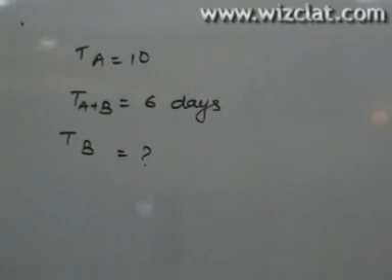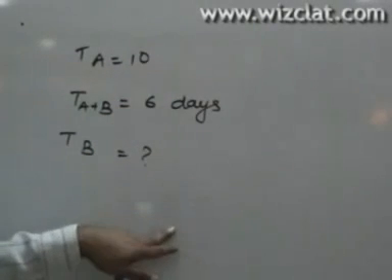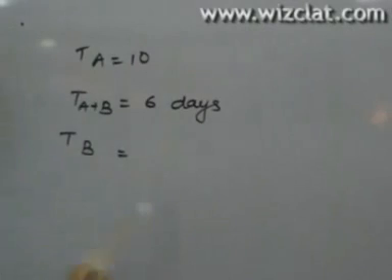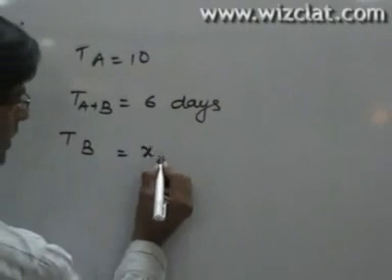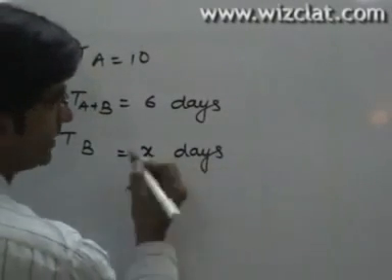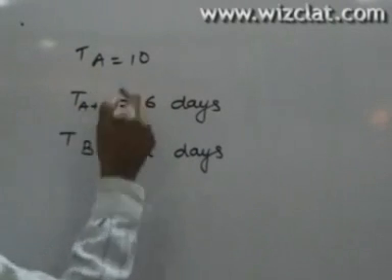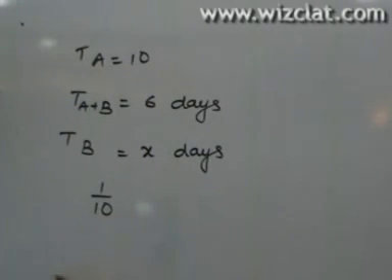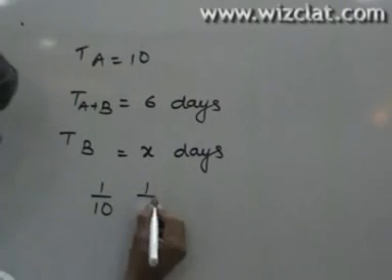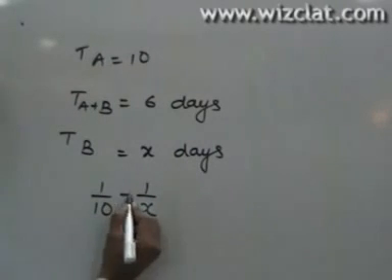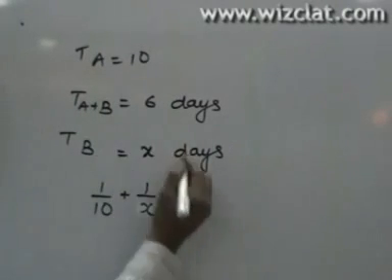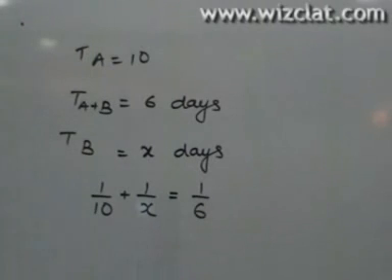Now if the question is like this, can we apply all the three methods that we have learned so far? Let me assume the time taken by B to do the work is X days. So 1 day work of A will be 1 by 10, 1 day work of B will be 1 by X, and their combined 1 day work will be equal to 1 by 6.